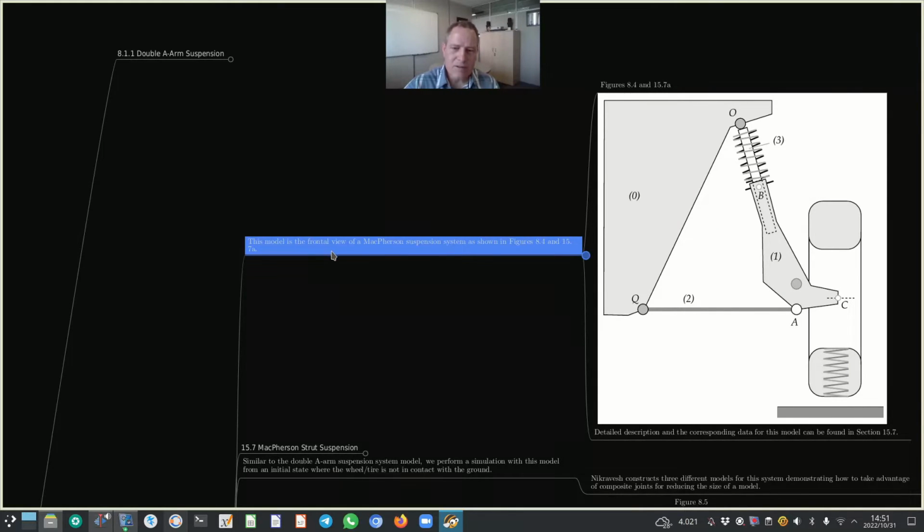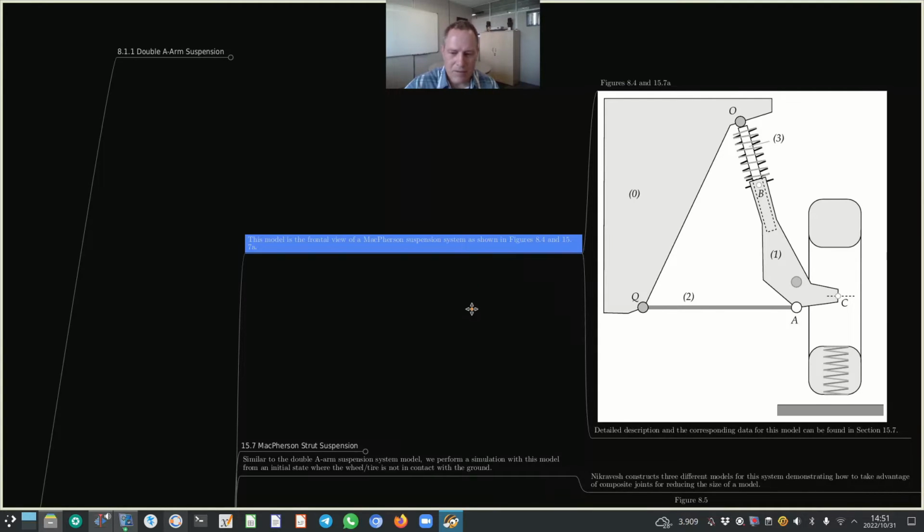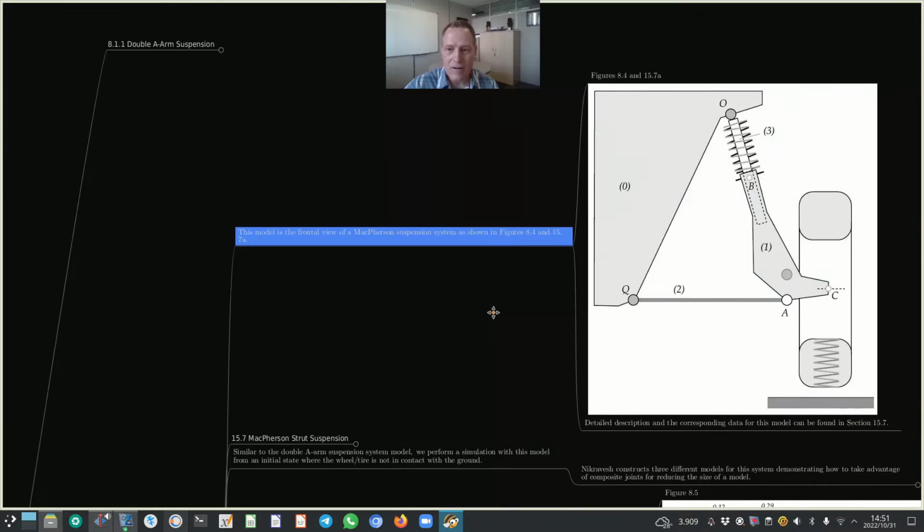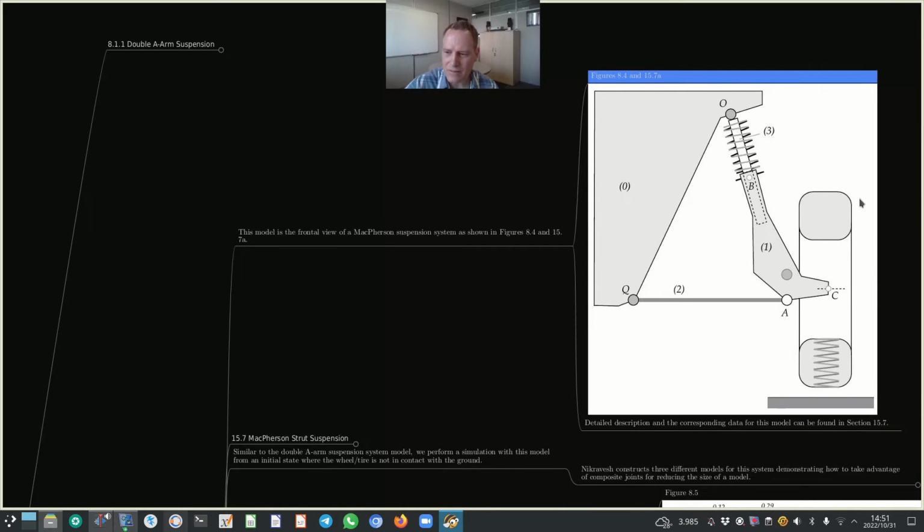Right, so this model that you see here in figures 8.4 and 15.7a is the frontal view of a McPherson suspension system, and many automobiles are equipped with this type of front suspension. So it's a very relevant example. Now, just before I move on, in figures 8.4 and 15.7a you can also see, as was the case for the double A arm suspension, the wheel is initially not making contact with the ground. Okay, and that's the reason for the logical spring damper force that we will implement.